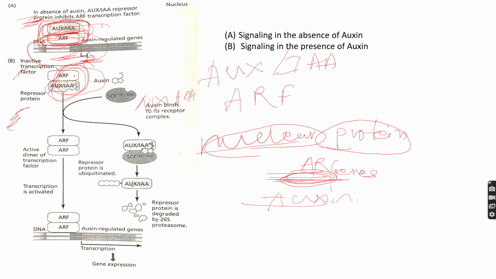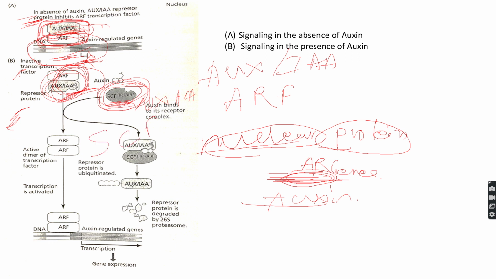Okay. So, when auxin binds to its receptor molecule, which is SCF-TIR1-AFB, or ABF also, SCF-TIR1-AFB, the dimer gets separated. This ARF-IAA dimer will get separated. So what is this SCF-TIR1-ABF? Now let's understand this.